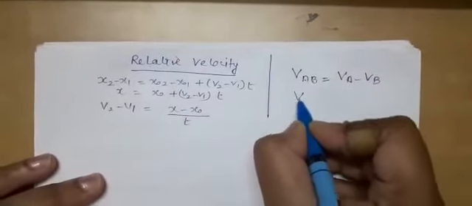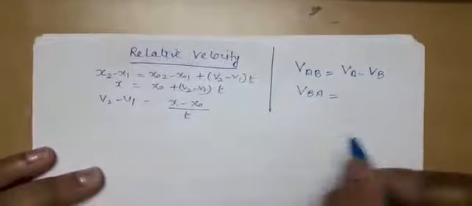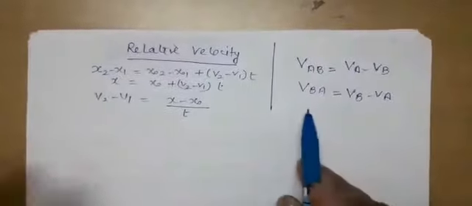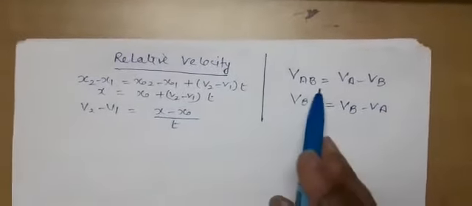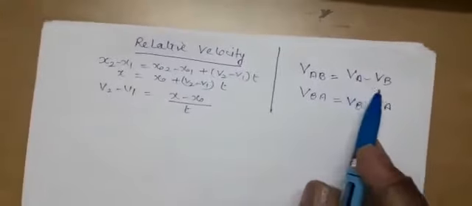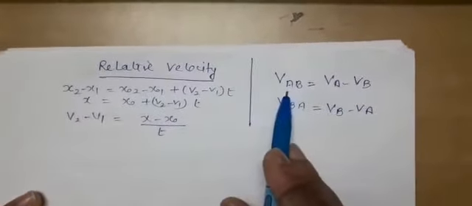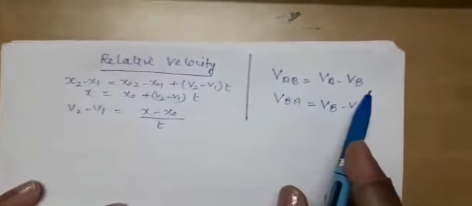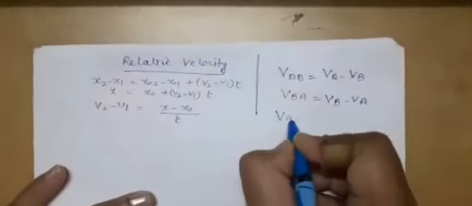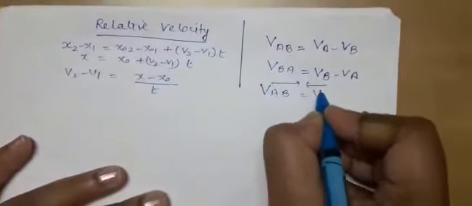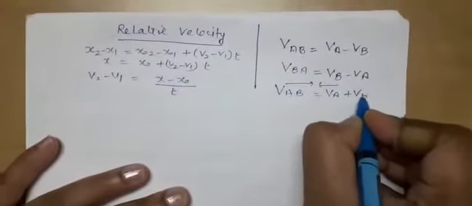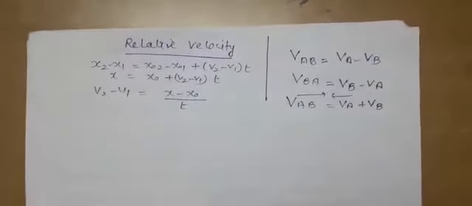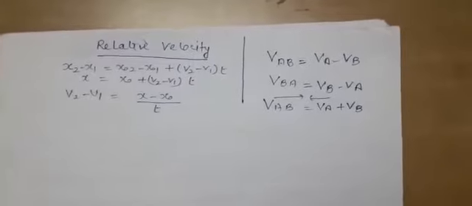If the bodies are moving in the same direction, either left or right, whatever the direction, then the relative velocity of one body with respect to another is taken as the difference of the individual velocities. The suffix which comes earlier, that velocity comes earlier, and the suffix which comes later, that comes later. And if the bodies are moving in opposite directions, we concluded that the relative velocity of one body with respect to another can be obtained by taking the sum of the individual velocities.